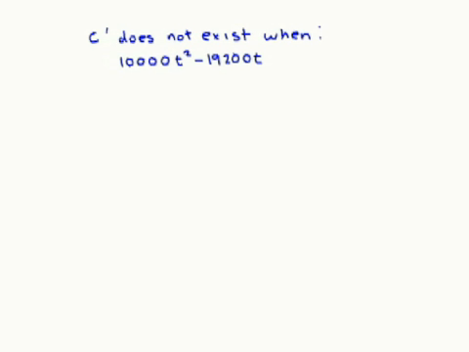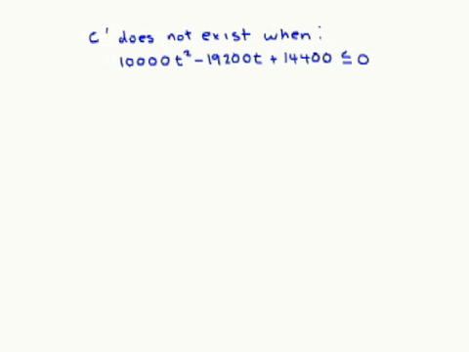Now, when I look at that derivative, c prime, I have to consider, when does c prime not exist? Well, c prime does not exist when 10,000t squared minus 19,200t plus 14,400 is less than or equal to 0, because we can't take the square root of negatives, and we can't let that denominator equal 0. That's why it's less than or equal to 0.